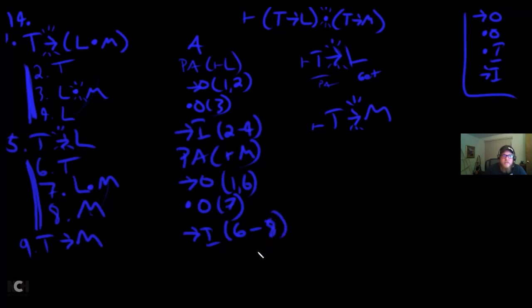Now look at this. Now the main quest is this. If you got this, and this, and this, what can you use to get to this? Do we now have the pieces to build this? Do we have T arrow L? Yeah, we got it in line 5. Do we have T arrow M? Yeah, we got it in line 9. So guess what? In line 10, we can just add those in. We can take line 5, T arrow L, and line 9, T arrow M, and just and in, 5 and 9.